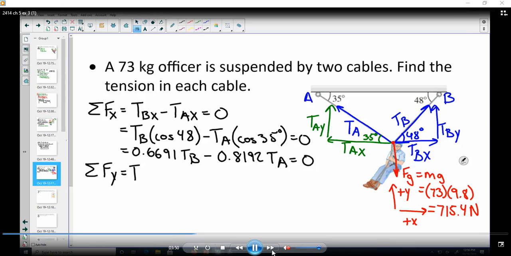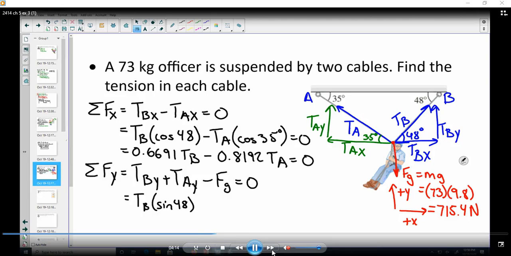For the y dimension, the two y components of the tension will add together. They'll be positive because they're pulling upward. And the force of the man, the weight of the man, is pulling downwards, so it's negative. And here again, we can replace the components with sines and cosines of the angles. So now we have two equations that we can use to solve for TA and TB.